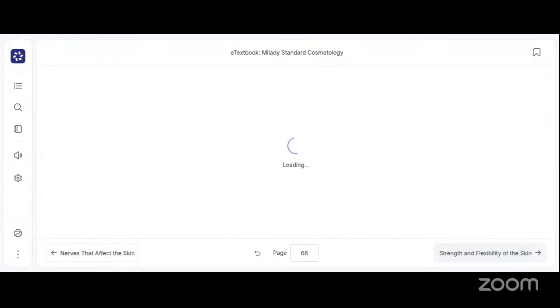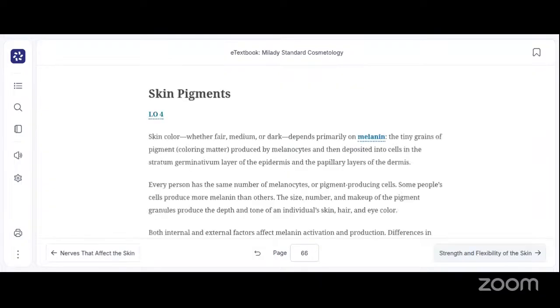When we look at skin pigments, we are talking about that term melanin again. When we're dealing with skin, hair, nails, you are going to see melanin. That is the color pigment, produced by the melanin cells and then deposited into the cells at the germinative layer of the epidermis and papillary layers of the dermis, which means before the hair is even created, at the beginning of that creation, when you have that cell that's going to create hair, it's going to pick up color. So that's one of the first things it does.